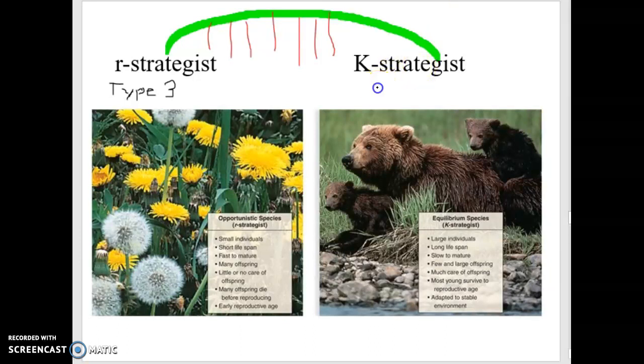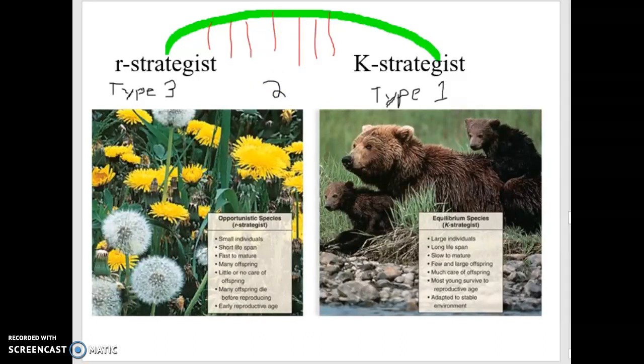Most K strategists fit on what we call the type 1 survivorship curve. So type 3 survivorship tends to go with R strategists. Type 1 survivorship tends to go with K strategists. Now type 2 survivorship generally falls somewhere in the middle here.